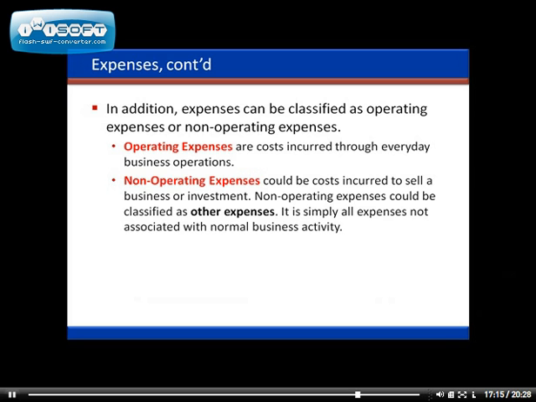So, as I mentioned before, we talked about a convenience store owner selling his kitchen equipment because he's no longer going to use the kitchen. All of the payroll dollars, and maybe he had to ship it to the end user or ship it to the restaurant that decided to buy the equipment, all these would be classified as non-operating expenses.